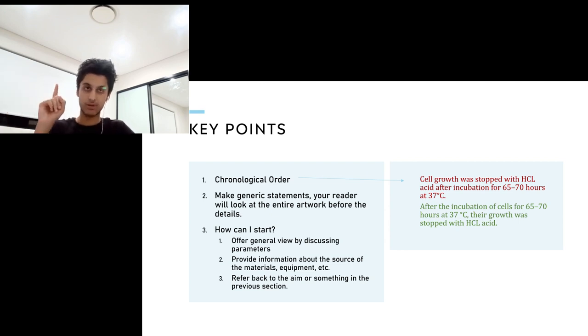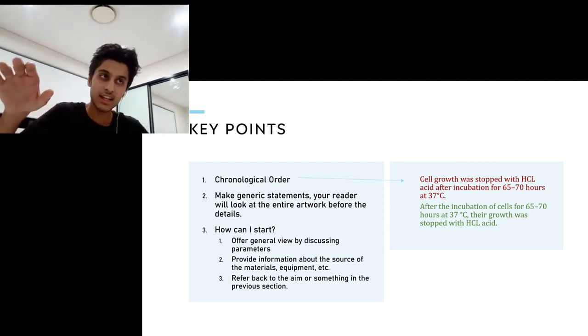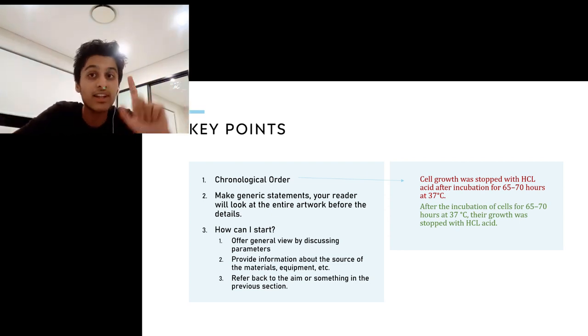Now, first key point, always write in chronological order. So we have two examples here. The red one: cell growth was stopped with hydrochloric acid after incubation for 65 to 70 hours at 37 degrees. Now, if someone was skimming this paper, they'd pick up the keywords. They'd think cell growth stopped with hydrochloric acid, and then it was incubated for 65 to 70 hours at 37 degrees. So they think that cell growth was stopped and afterwards it was incubated. However, that's not what happened.